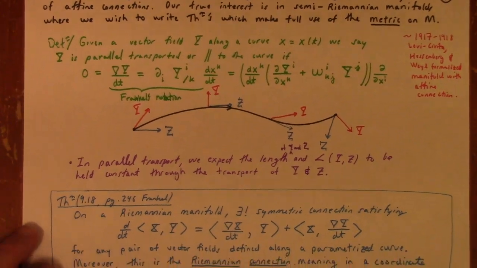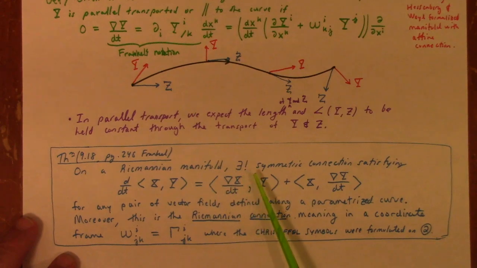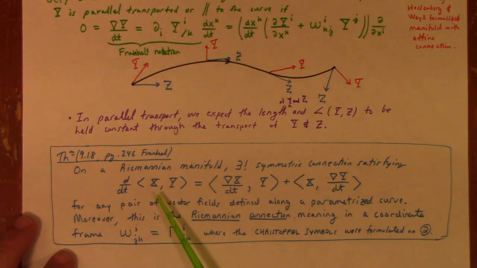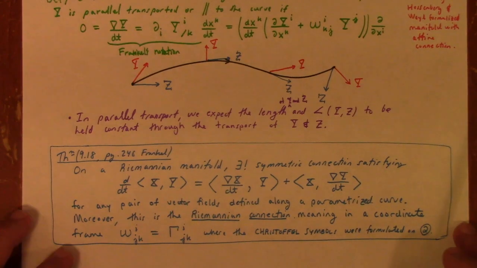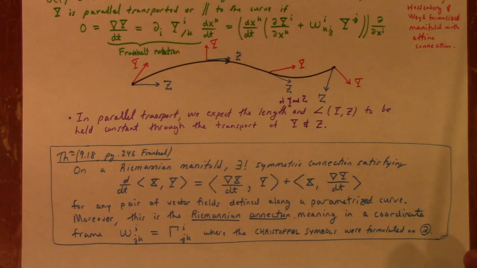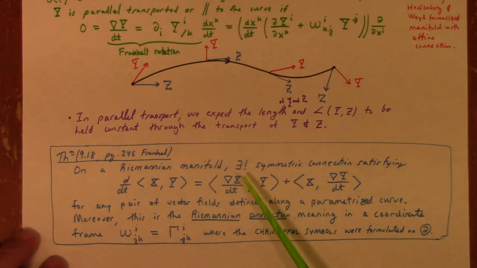And so here's the theorem. On a Riemannian manifold, there exists a unique symmetric connection satisfying this condition right here. Let me circle back to what this means in a bit. There exists a unique symmetric connection satisfying this condition for any pair of vector fields defined along the parametrized curve, and moreover, this is the Riemannian connection, all right, meaning that they're in a coordinate frame.